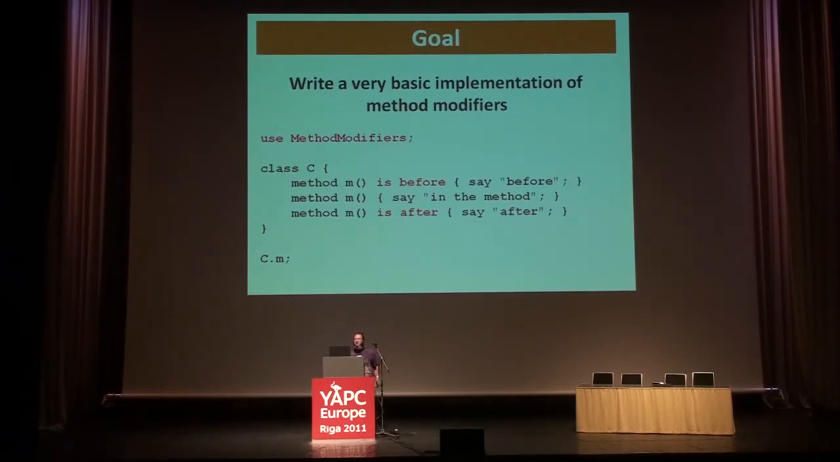And the idea of method modifiers is that you can write a method and you can say, actually, I want this one to run before the sort of real body of the method. And then you can write an after where we say, I'd just like it to run afterwards. So Perl 6 doesn't have any sort of built-in support for this, but we can write a module.